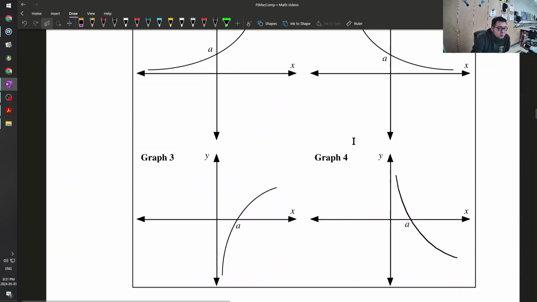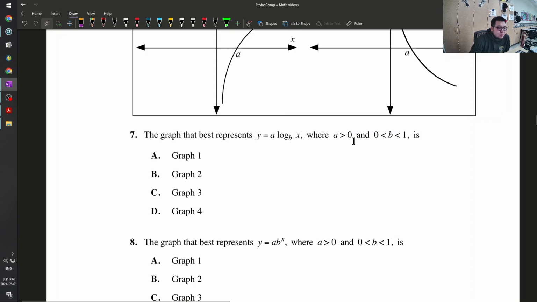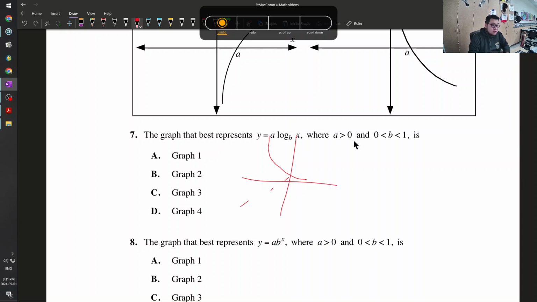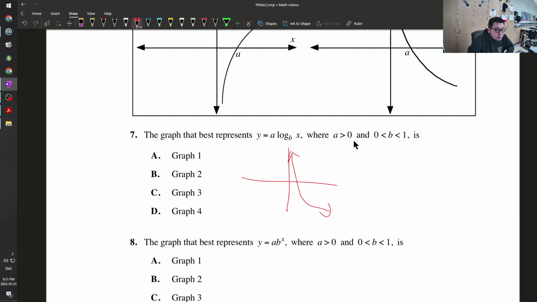7. The graph that best represents y equals a log base b of x, where a is greater than 0 and b is between 0 and 1 is... So when a is greater than 0, that just means there's no reflection. And then when b is between 0 and 1, that means it is an exponential decay graph that got flipped across the x equals y axis. So the graph is going to look like this.